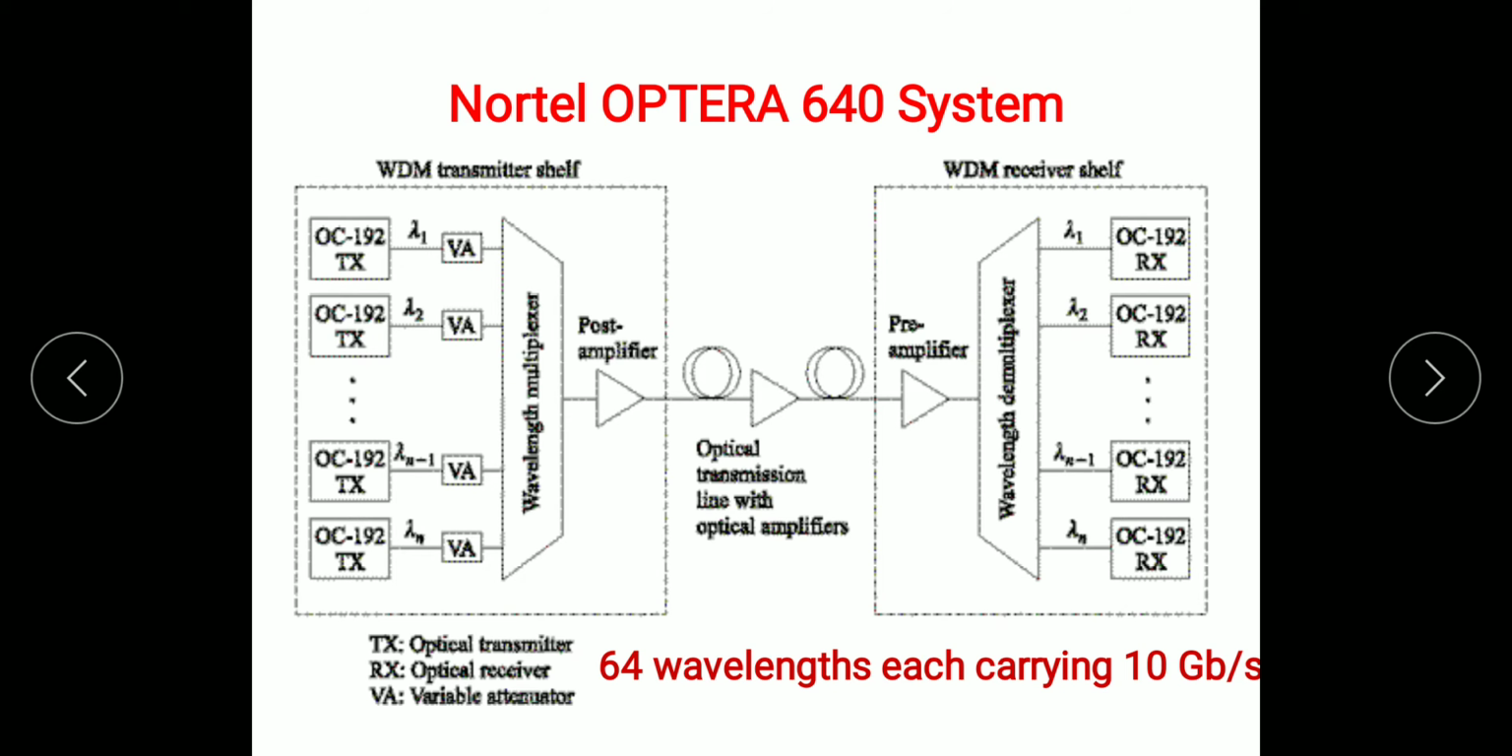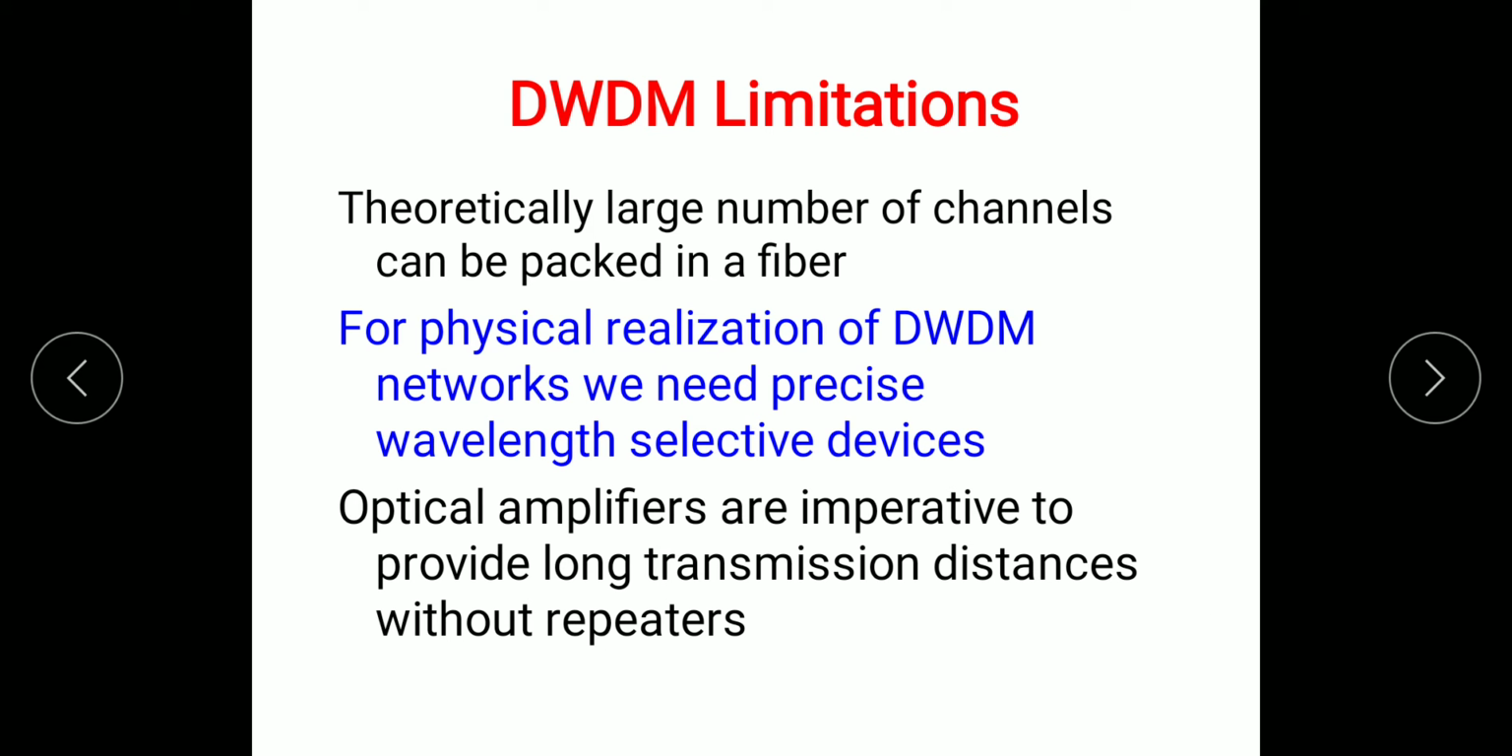This is an example of WDM, how we can multiplex many signals. It is the Nortel Optera 640 system. What are the limitations? Theoretically, a large number of channels can be packed in a fiber, but for physical realization of networks, we need precise wavelength selective devices. Optical amplifiers are also imperative, meaning required, to provide long transmission distances without repeaters.